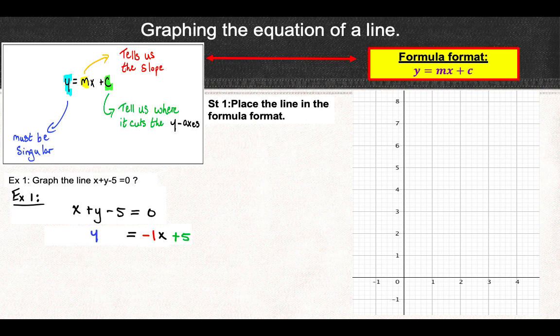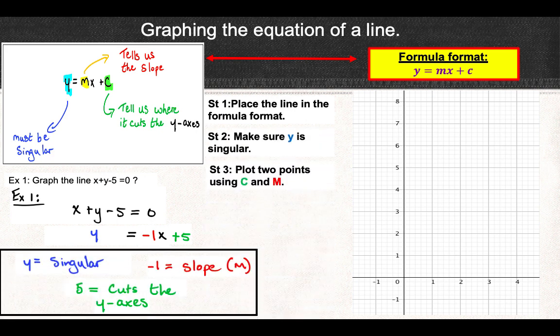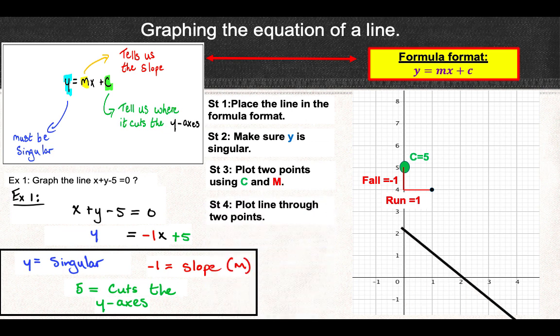So with this in mind, first thing we're going to do is we go to our y-axis and we look for 5. And we can clearly see that 5 is there. Now, as you might remember from when we were doing functions, a slope of minus 1 means we fall 1 and we run 1. Fall 1 and run 1 means fall minus 1, run 1, there's your second point, and there's our line out of it.